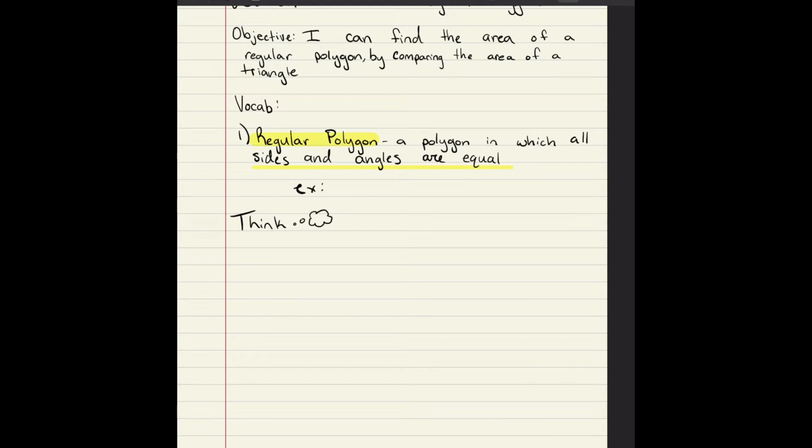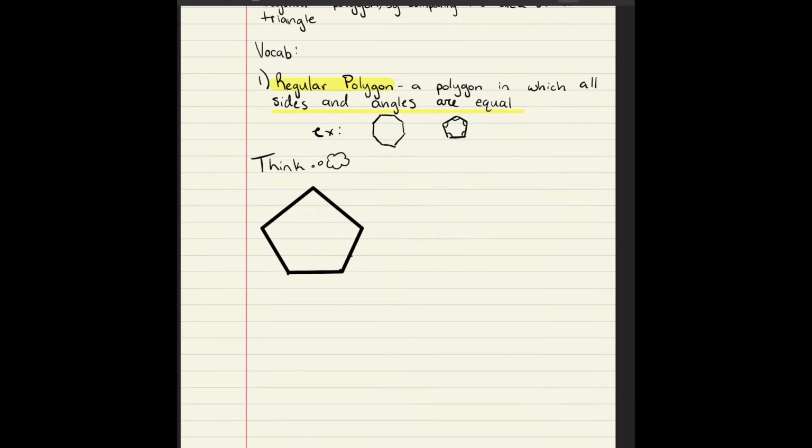So I'm going to do my best to draw some equal side and equal angled polygons. But we have like a stop sign. Stop sign is a polygon. It's a polygon because it has equal sides and equal angles. As long as all the sides are equal length and the angles are equal, then it's a polygon.